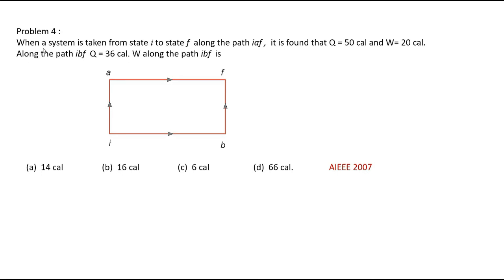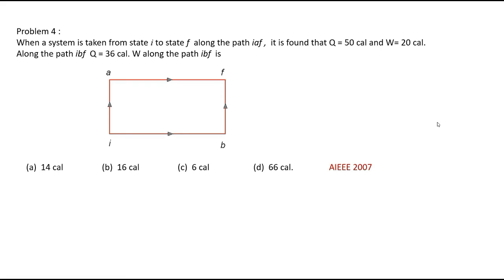Problem 4. When a system is taken from state I to state F along the path IAF, it is found that Q is equal to 50 calories and W is equal to 20 calories. Q is heat, W is work. Along the path IBF, Q is equal to 36 calories. W along the path IBF is: this is the path given, initial state I, final state F. Option A, 14 calorie; option B, 16 calorie; option C, 6 calorie; option D, 66 calorie. This appeared in the entrance exam AIEEE 2007. We'll go into the solution now.